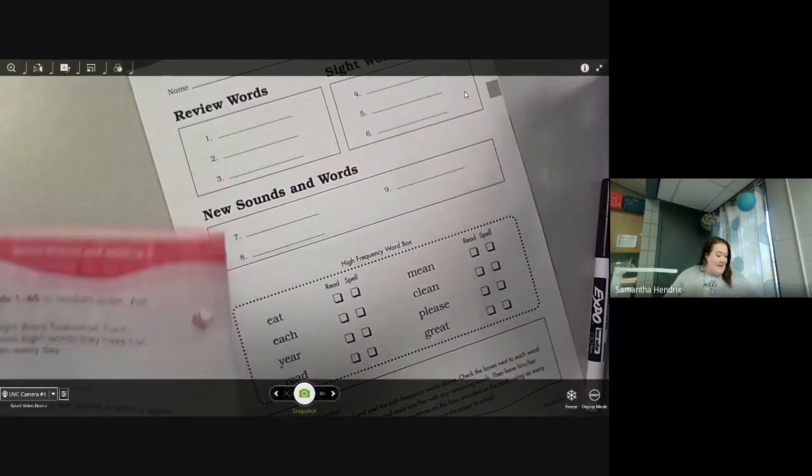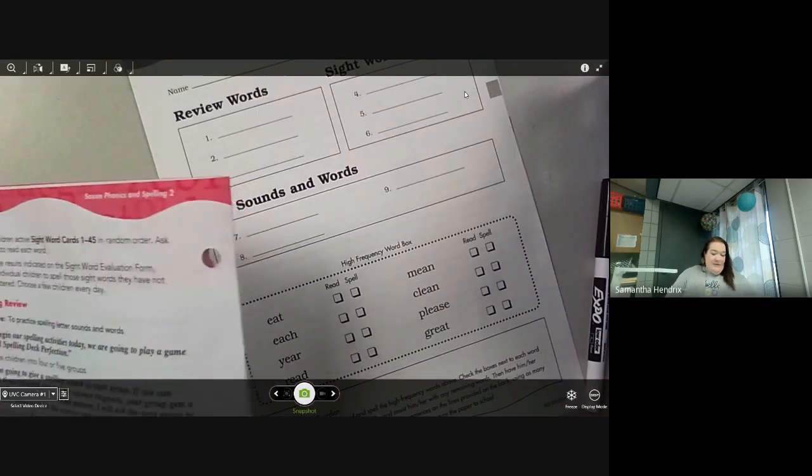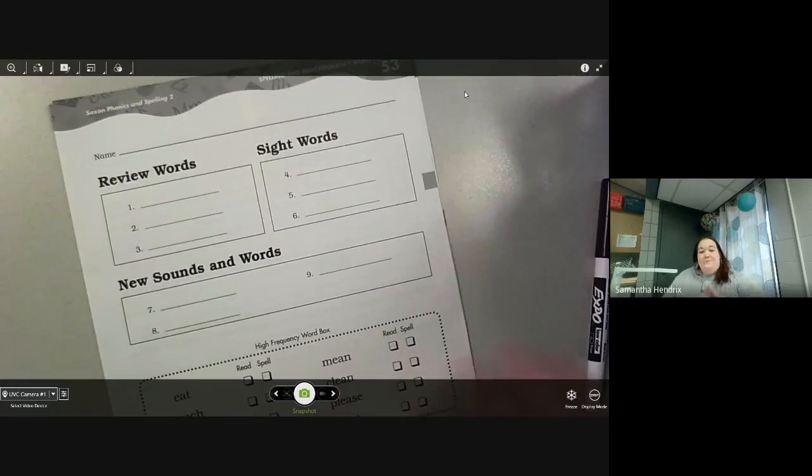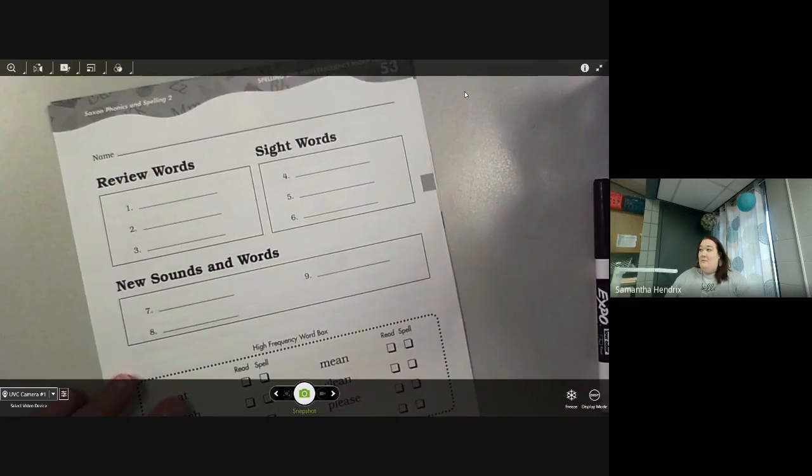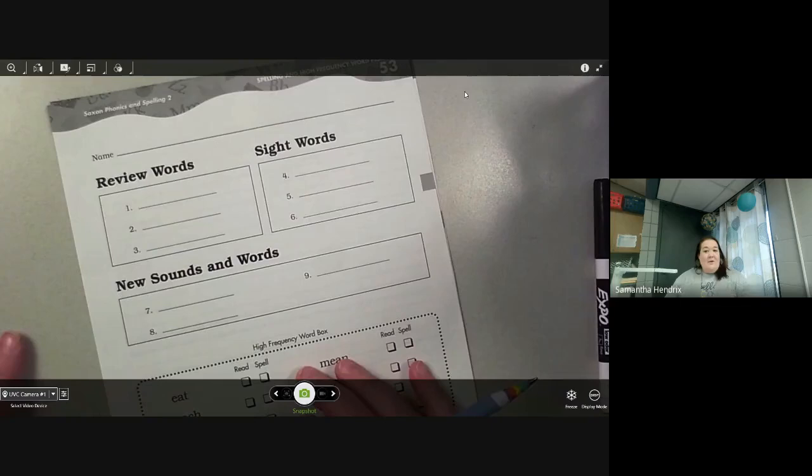Review words and sounds. I'm recording. What do you need? Just some more papers on the floor. Don't roll right in. Hello, Addison. Okay.